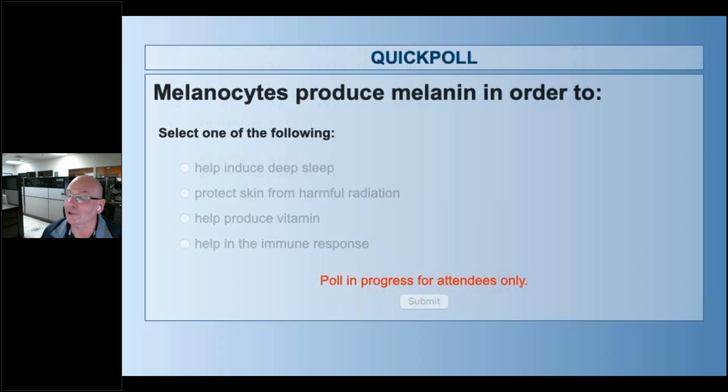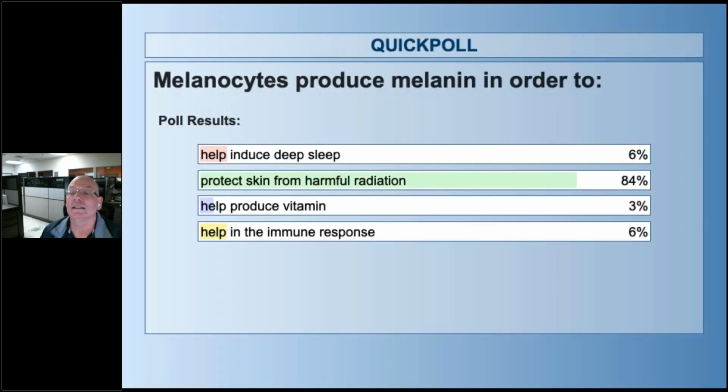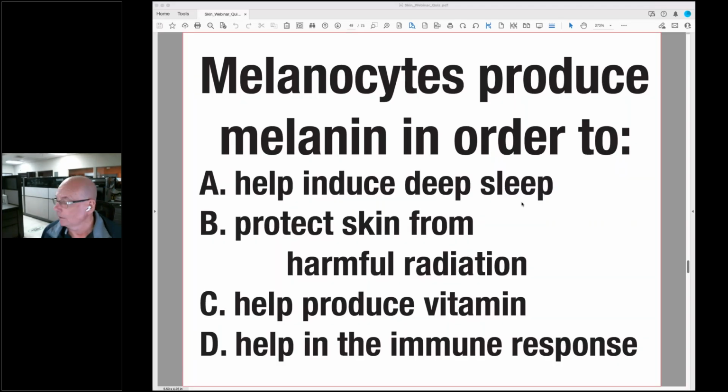All right, I'm closing the poll, and most people got protect skin. Somebody said help induce sleep. Okay, that's not melanocytes or melanin. Okay, melatonin, but yeah. Help produce vitamins, help immune response. No. The answer is protect skin from harmful radiation.